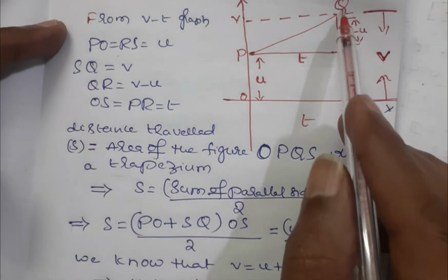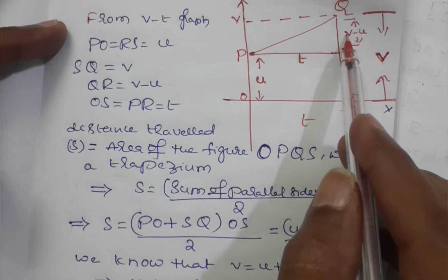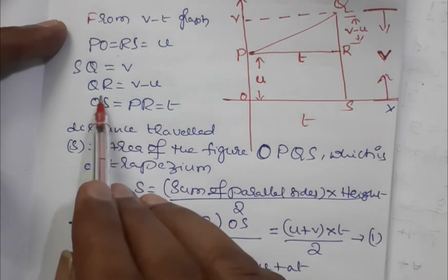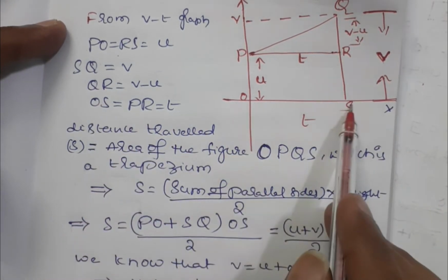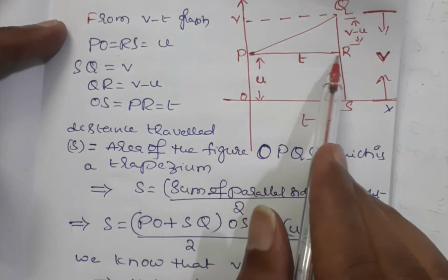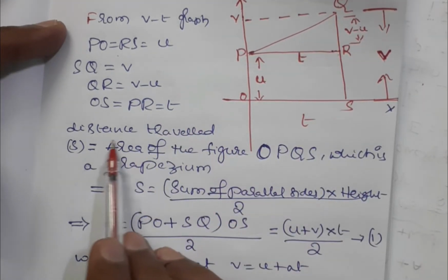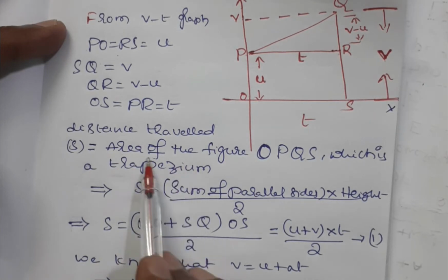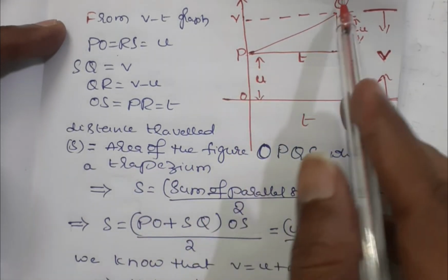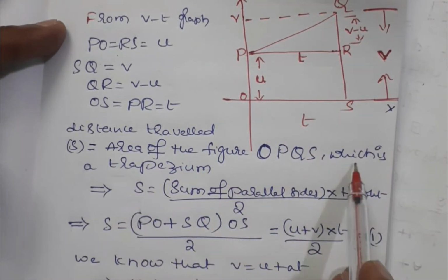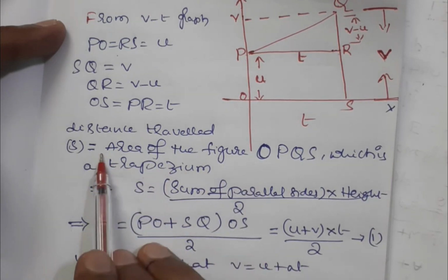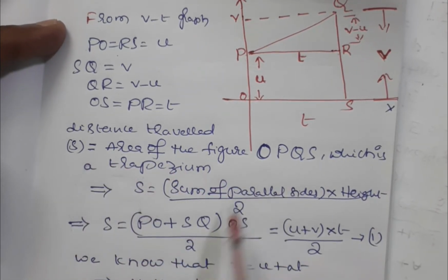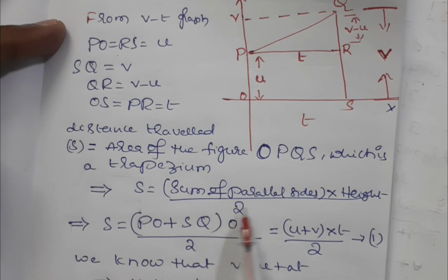From here to here is the final velocity, and here to here is the difference in velocity, final velocity minus initial velocity, which is QR. This O to S is equal to P to R, that is the time taken. So distance traveled s equals the area of the figure OPQS, which is a trapezium shape. So distance traveled equals the area of the trapezium. So s equals the area of the trapezium, given by the formula: sum of parallel sides into height by 2.